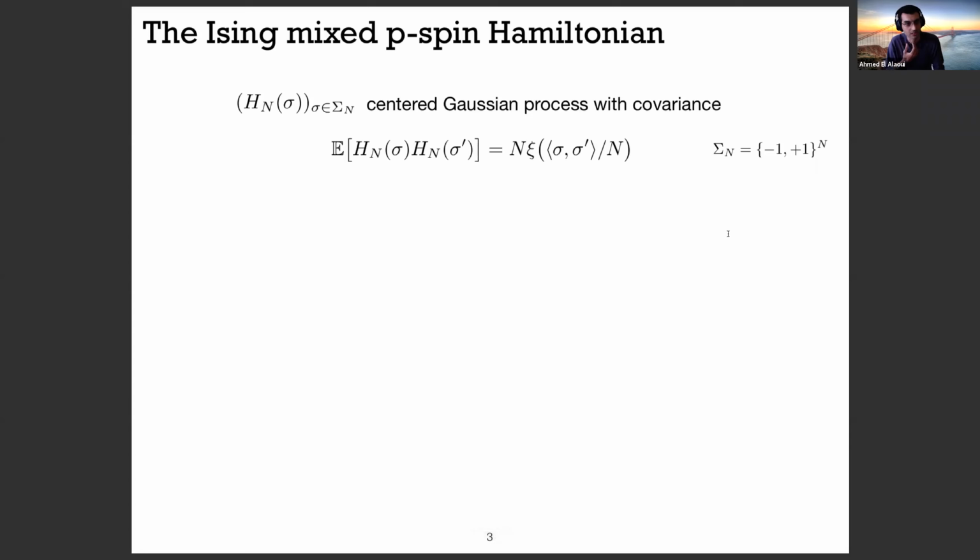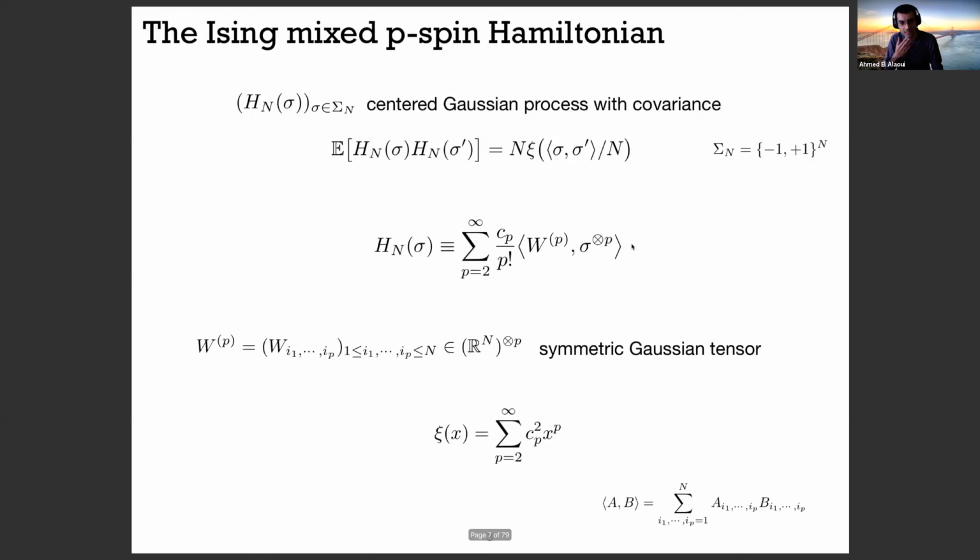This model is called the mixed p-spin Hamiltonian, or the Ising mixed p-spin Hamiltonian. Formally, you can just consider that you're on the hypercube, Sigma_n = {+1, -1}^n, and you can put on that space a centered Gaussian process, which has a covariance that only depends on the inner products between the points in which you evaluate it. This nonlinearity Xi just defines the model. You can otherwise define this random variable pointwise with this expression.